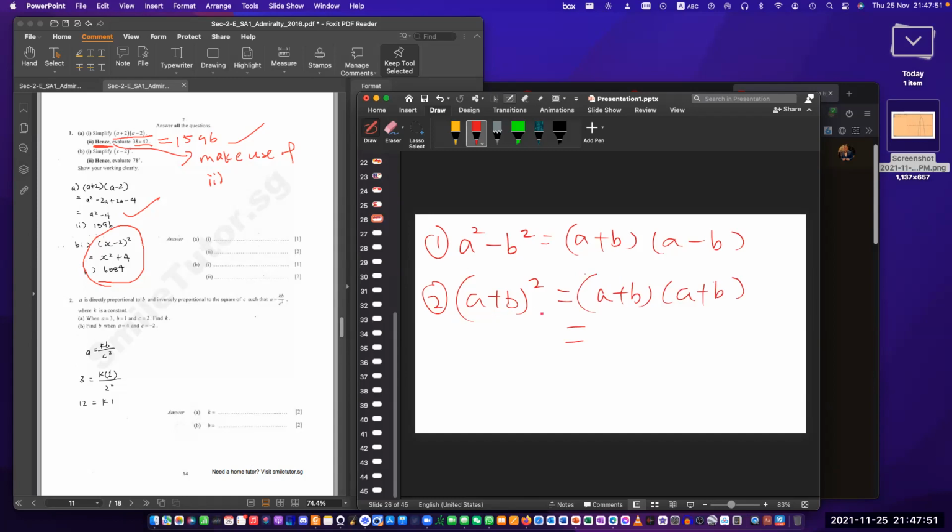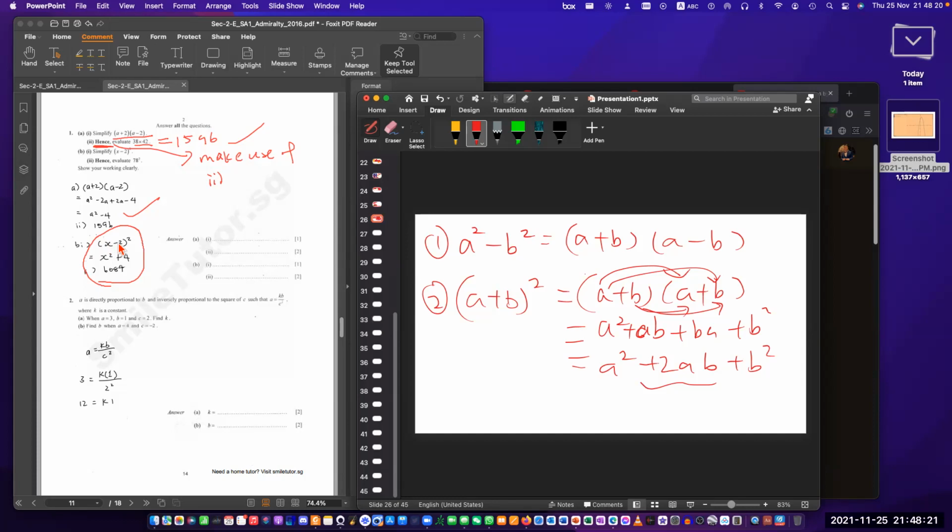Okay, (a plus b) squared is (a plus b) times (a plus b). That means they times itself. So if you open it, a squared plus ab, then I do below plus ba plus b squared. You will see that you actually have one more term, which you missed out just now.